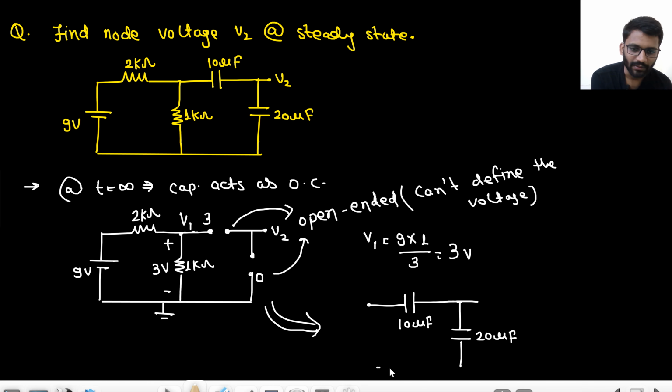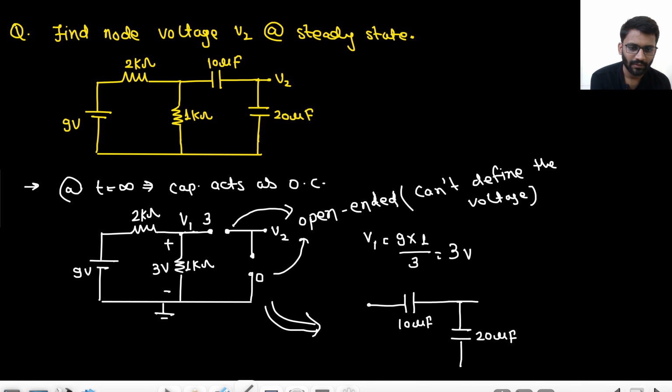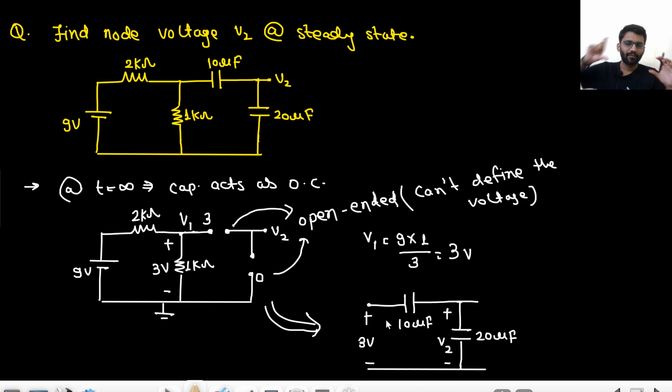And here you can see that this is your potential V2, right? And here we have 3 volt. This is all happening at steady state. We have 3 volt and we have 10 microfarad and 20 microfarad. They are providing very high impedance. They are acting as an open circuit, but still they are there.